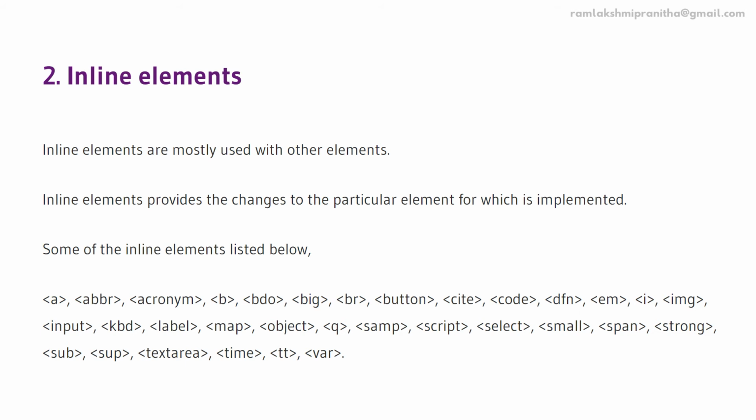Some of the inline elements are listed below: a, abbr, acronym, b, bdo, big, br, button, cite, code, dfn, em, i, img, input, kbd, label, map, object, q, samp, script, select, small, span, strong, sub, textarea, time, tt, var.